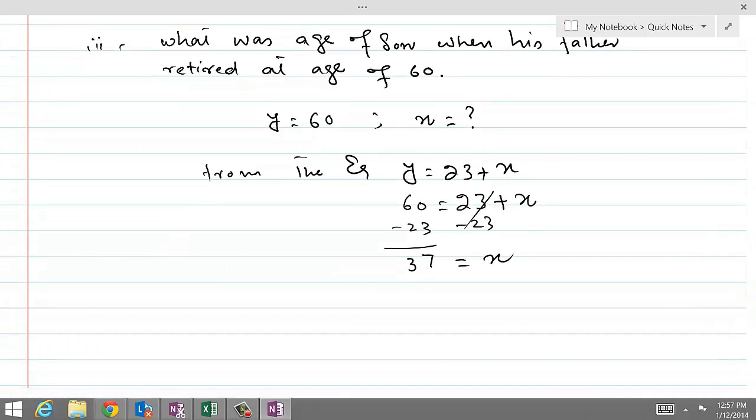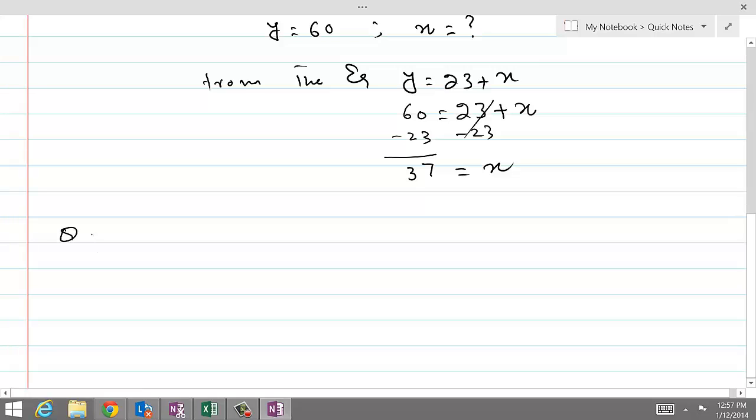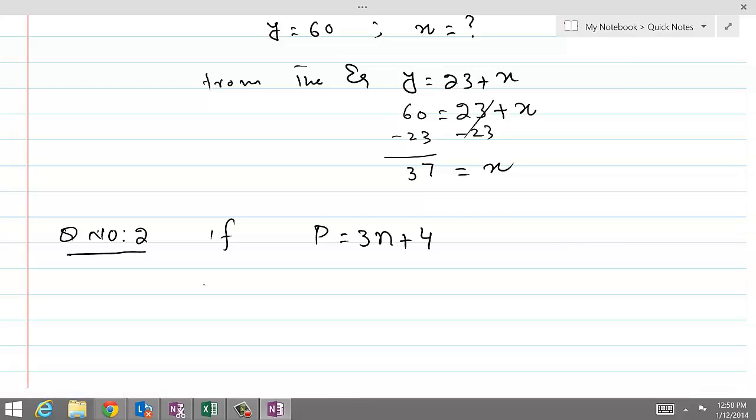So this question has been answered, and let's try another question. In another question, we now have the equation p is equal to 3n plus 4. Question number 2 is, if p is equal to 3n plus 4, find p when n is equal to 0, 3, 4.